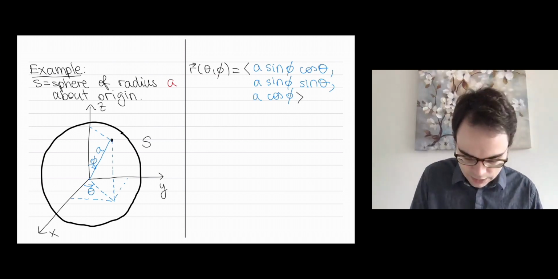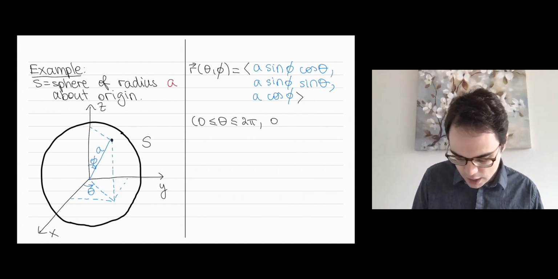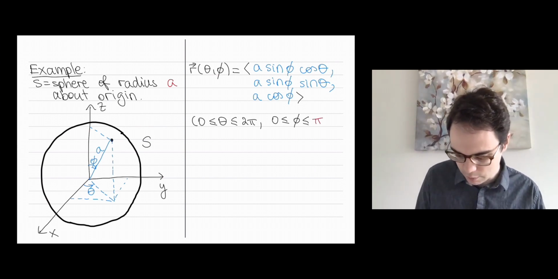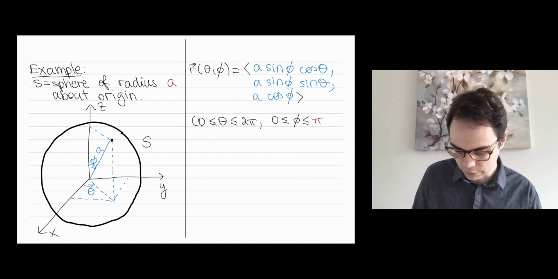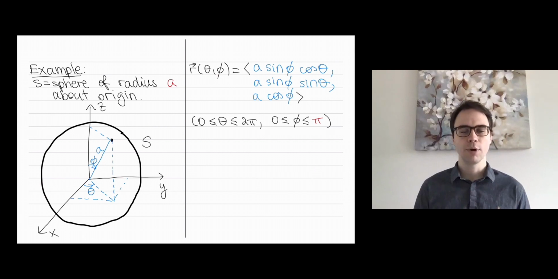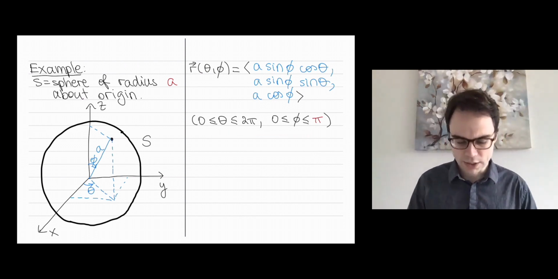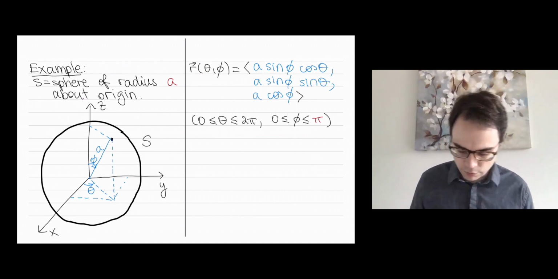So I'll just say that theta ranges between 0 and 2 pi, and phi ranges between 0 and pi. And here's this pi. So do remember that we stop one of the angles short of a full turn, just at a half turn, because we want the coordinates to describe most points on the sphere exactly once. So let's see that this is doing the right job.